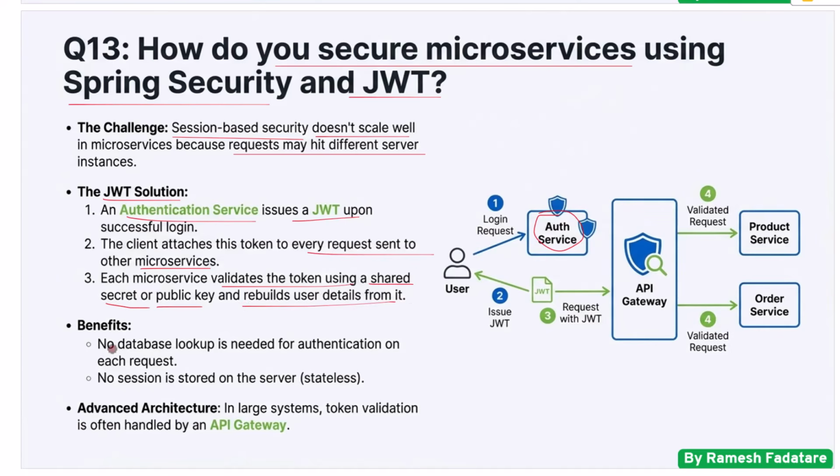No database lookup is required for each request and no session is stored on the server. Role-based or permission-based rules can be applied inside each microservice independently. In large systems, JWT validation is handled by API gateways or service meshes, which reduces load on individual services. This architecture is extremely common in real enterprise systems today, especially with Spring Boot microservices.